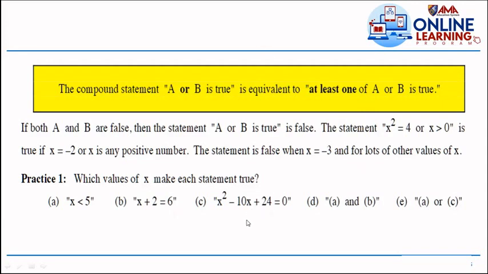So meron tayong exercise dito, no? For 3 minutes siguro, no? Which values of x make each statement to be true. Okay? So first condition statement, x is less than 5. Letter B, x plus 2 is equal to 6. Letter C, x squared minus 10x plus 24 is equal to 0.